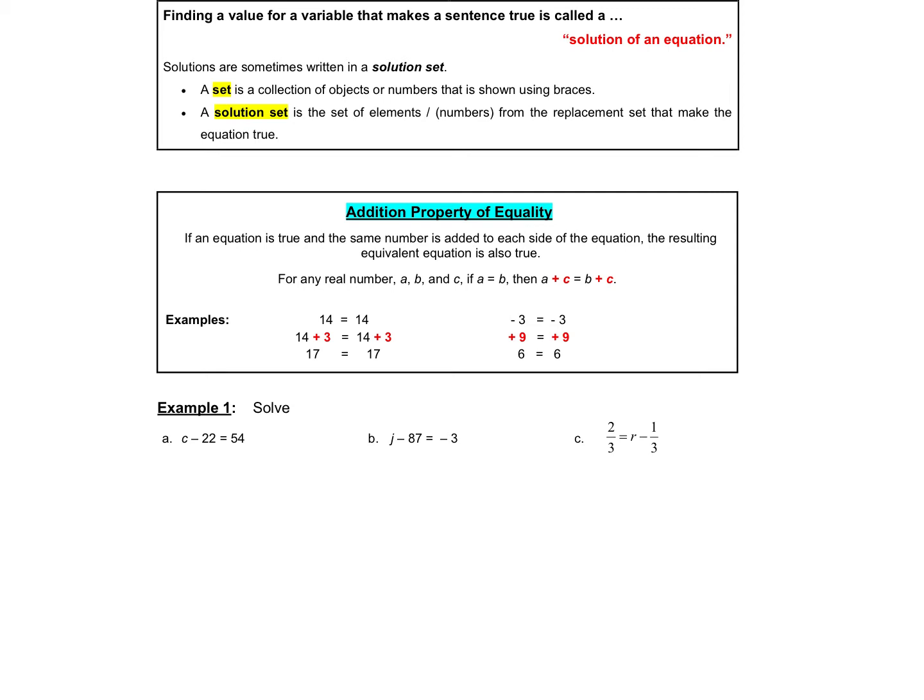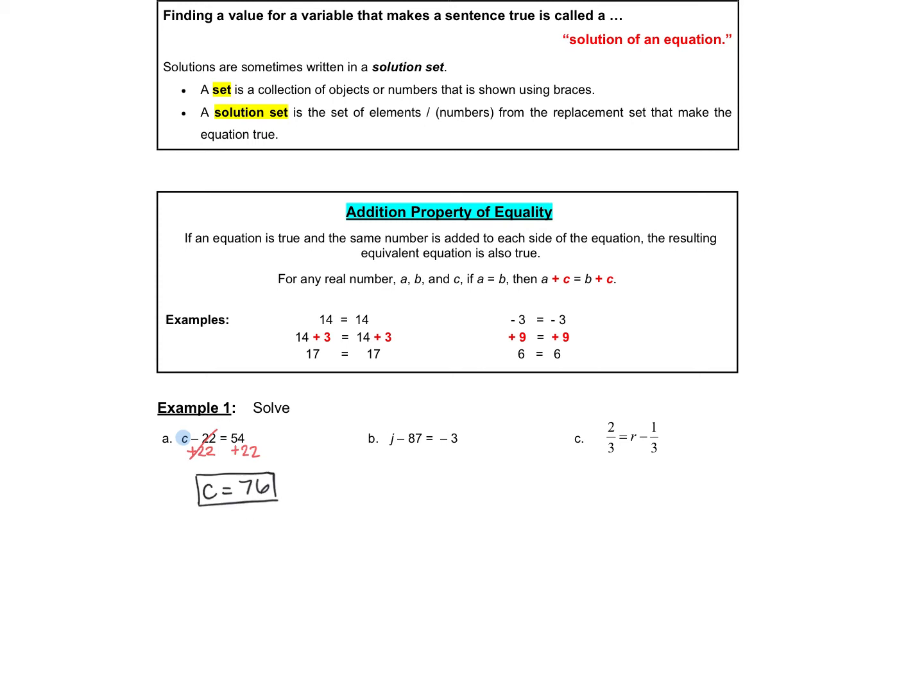A lot of times I will highlight or put a box around the variable to show what I am solving for. So now I'm going to get C alone. The inverse operation of subtracting 22 would be adding 22. And if I do it to one side of the equal sign, I must do it to the other. These are inverses. They cancel each other out. And I have C is equal to 76, because when I add 54 and 22, I get 76.